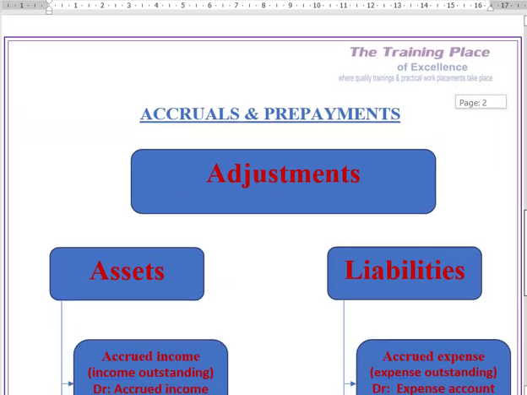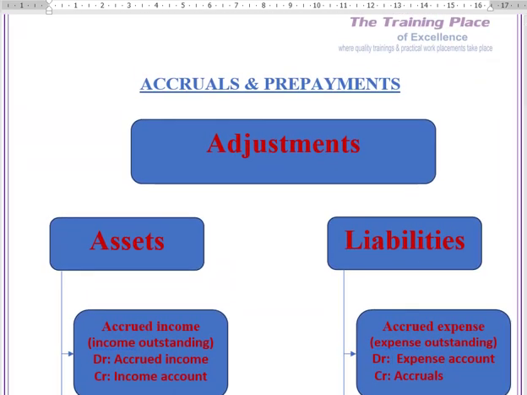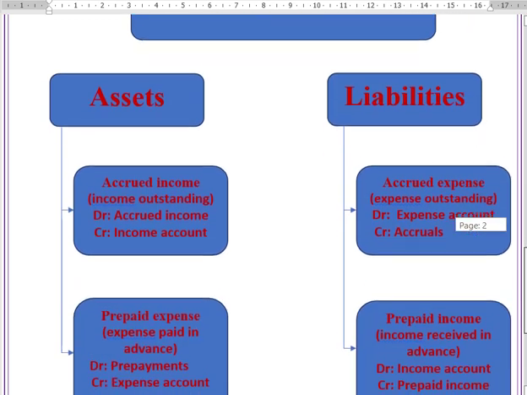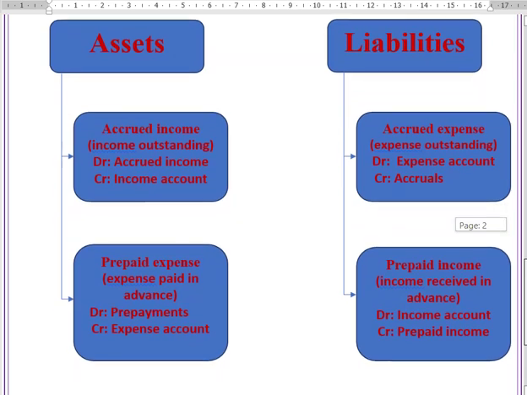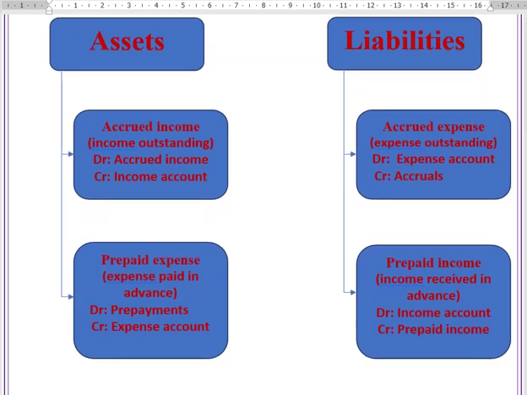This is a teaching on accruals and prepayments. What we're trying to do is show a flowchart around which of these adjustments are assets and which are liabilities. That is to say, which of the accrued income, accrued expenses, prepaid income, and prepaid expenses are assets and which ones are liabilities, with the hope that if you are clear which is an asset, you will know that if you're posting any of those, you will debit because it's an asset.